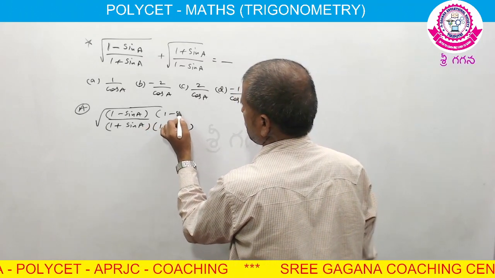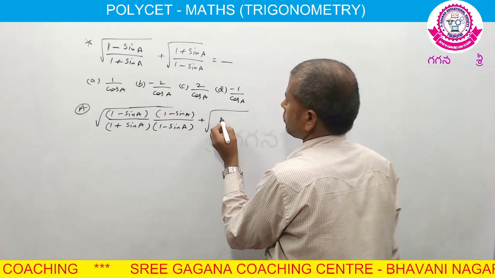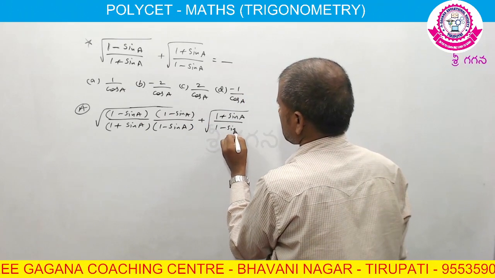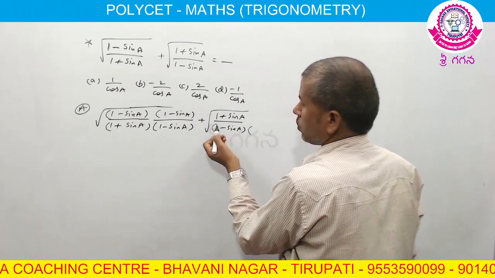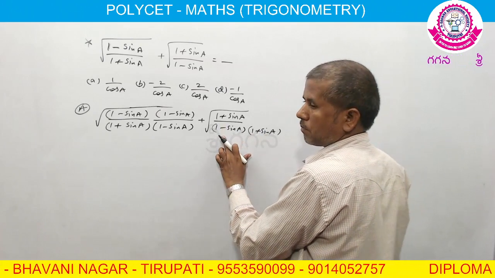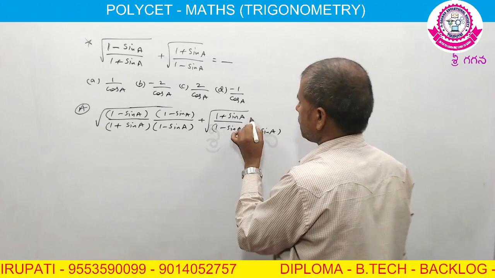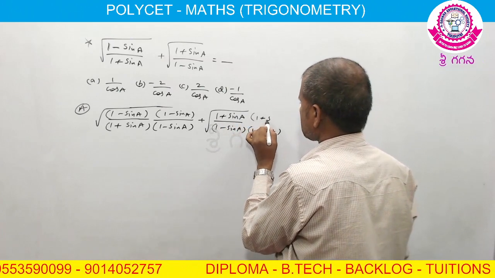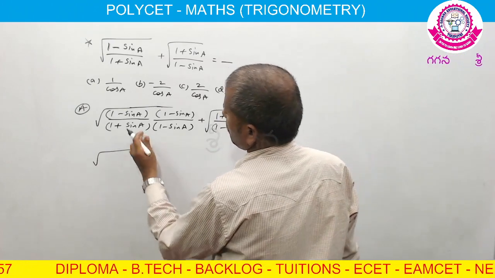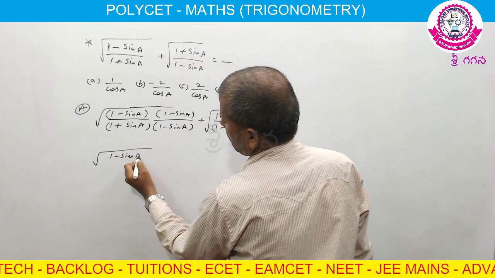Here also the same, 1 minus sin a. In the same way, plus root of (1 plus sin a)/(1 minus sin a), the same model. Rationalization means in the denominator, minus with plus and plus with minus, opposite symbols. Multiplication and division by 1 plus sin a. That gives root of (1 minus sin a) twice, that is (1 minus sin a) whole square.